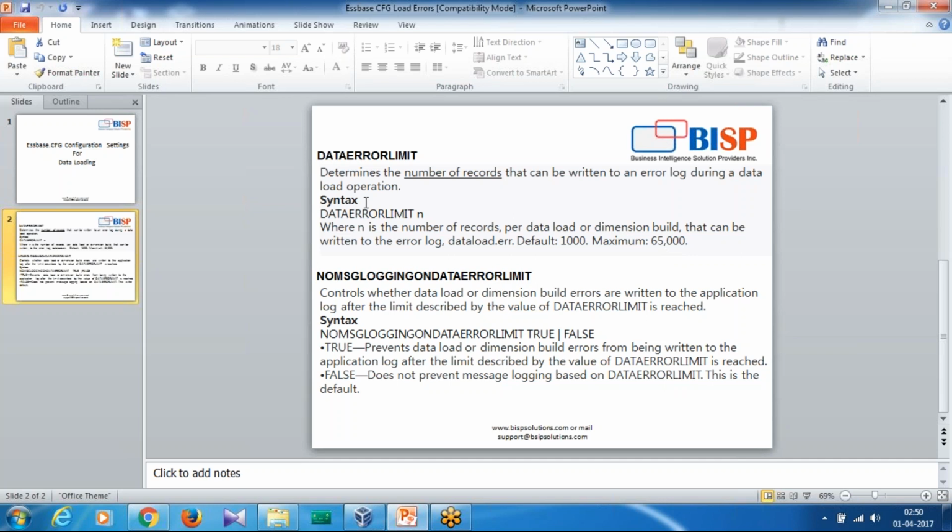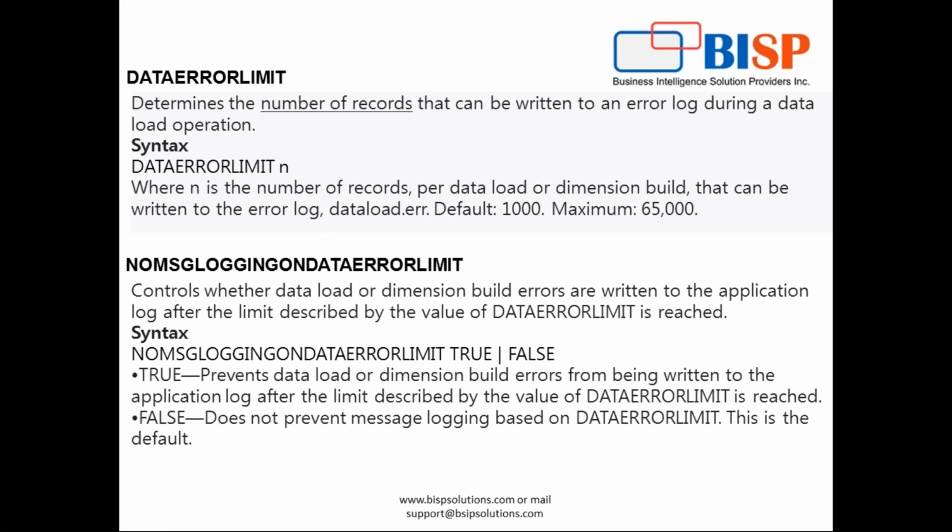There's another parameter you can use along with your data error limit, as the name indicates: NOMSGLOGGINGONDATAERRORLIMIT. This parameter controls whether data load or dimension build errors are logged to the application log after the limit described by your data error limit is reached. It is a boolean parameter, true or false. We'll see this live, but first we understand the property and the behavior of these two parameters.